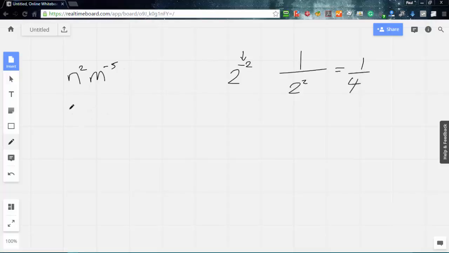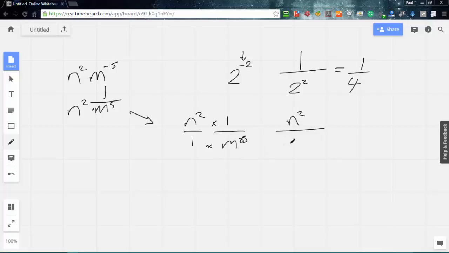So I can do that with all of these, whatever it is. I could just turn this into n squared, and then I've still got the m to the 5, but I just make it 1 over m to the 5. So now I'll just work on that one down here. I've got n squared, I'll just put that as a fraction, and I've got 1 over m to the 5, and then I just cross multiply. n squared times 1 is n squared, 1 times n to the 5 is n to the 5, and there's your answer for that one.